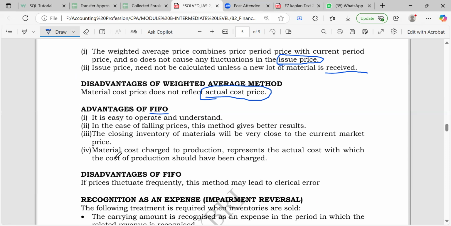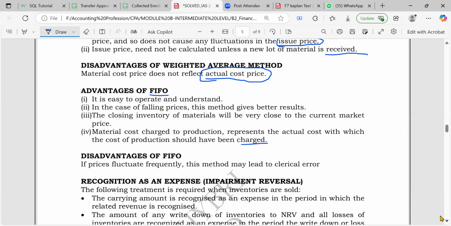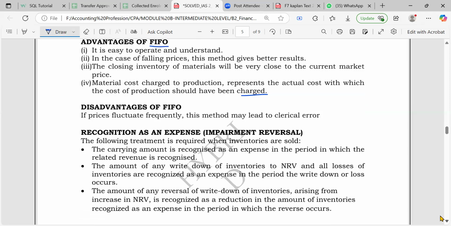And number four says material cost charged to production represents the actual cost with which the cost of production should have been charged. Yes, because it's real, right? Whatever you actually incurred is what will be shown. Disadvantages now, we say that if prices fluctuate frequently, this method may lead to clerical error. Of course, if we have a lot of changes, you might find it confusing, right?